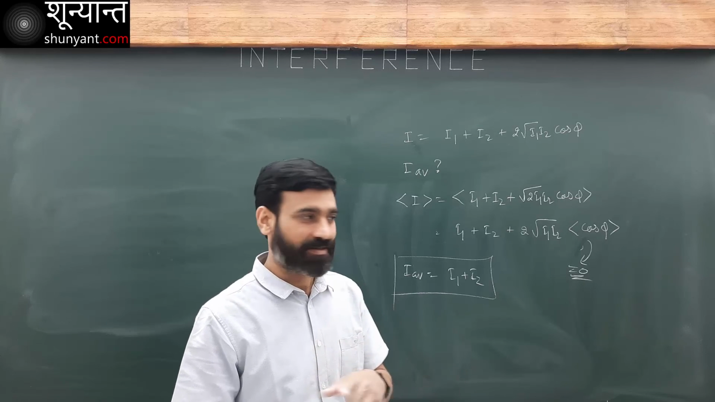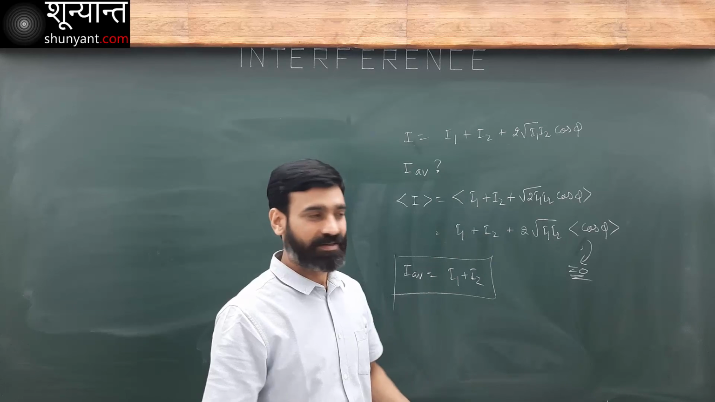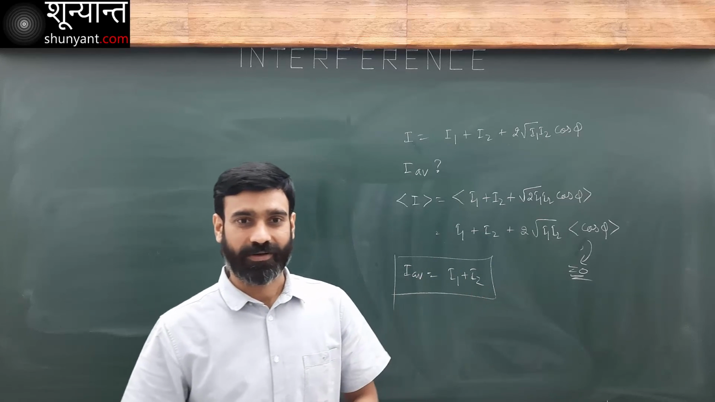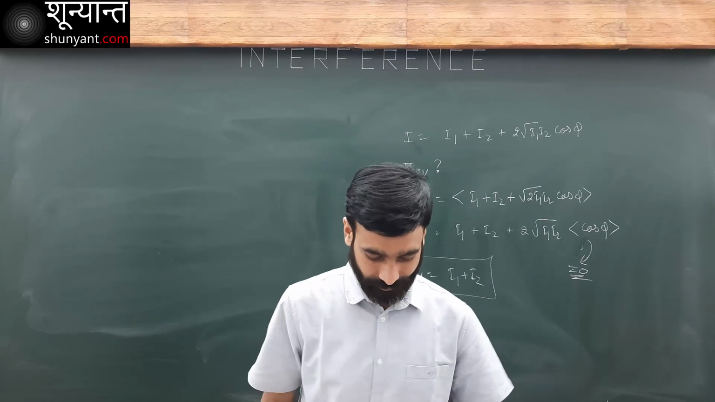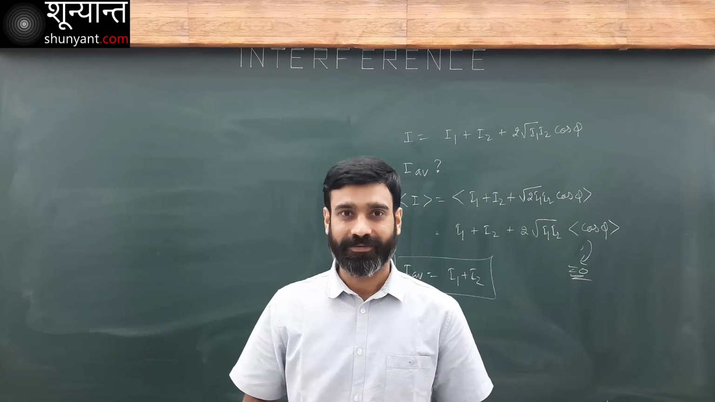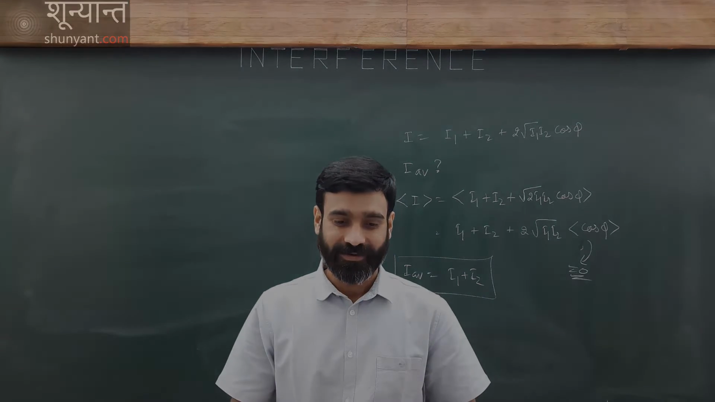And what will be the intensity? This is the average intensity over the whole screen. Simple addition, I1 plus I2. So in our case, I naught plus I naught becomes 2 I naught. So that's it. We discussed intensity also. In the next class, we are going to solve some problems, and then we will discuss some other concept.